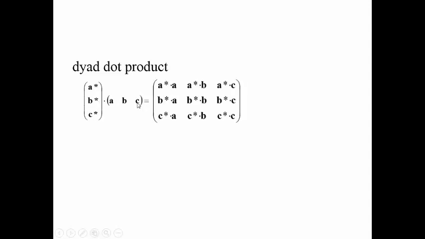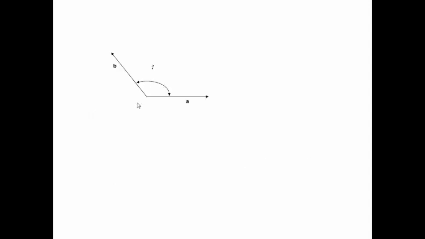We can write this as the dyad dot product. That's really nothing very new, because here we have a 3 by 1 matrix, dotted into a 1 by 3 matrix, and of course we're going to get a 3 by 3, and there it is. And of course the dyad dot product is equal to the identity. That's the same as what we've just said on the previous slides.